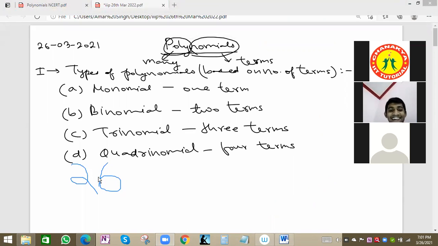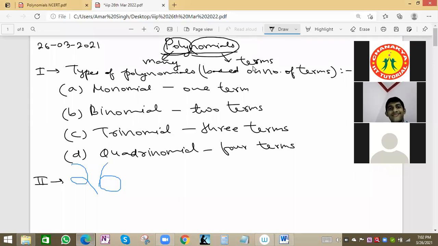So poly means many. Nomials means many terms. So based on the number of terms, we have seen types of polynomials. That is monomial 1 term, binomial 2 terms, trinomial 3 terms, quadrinomial 4 terms. Then second, we have seen the basic type of polynomials.